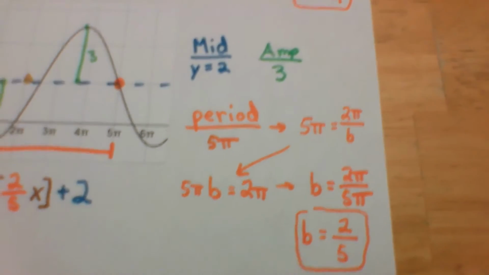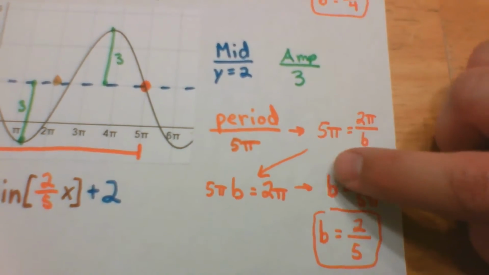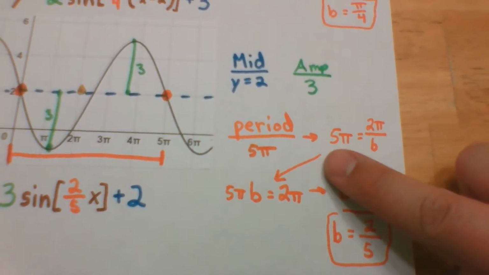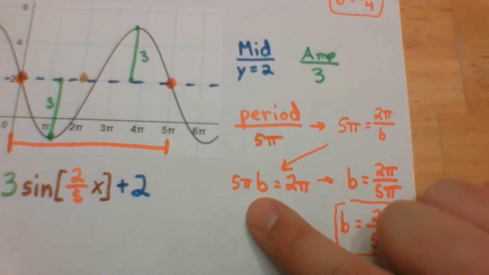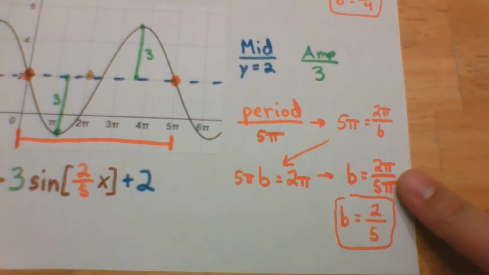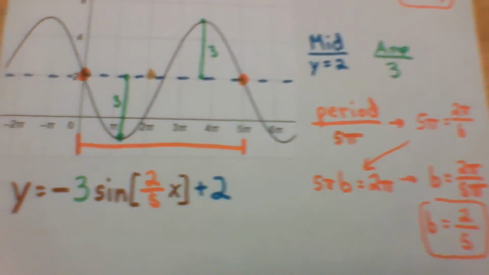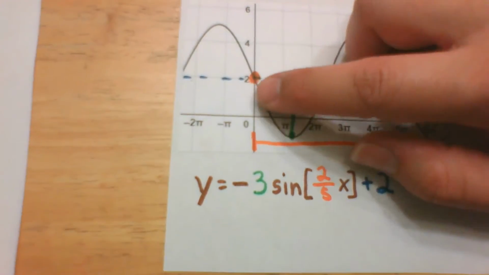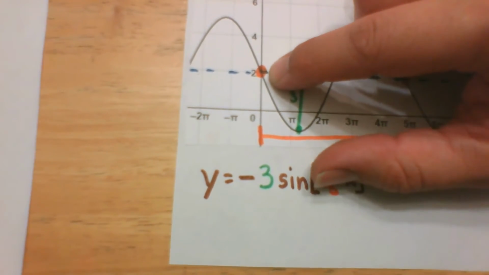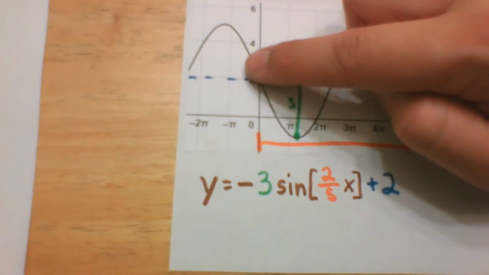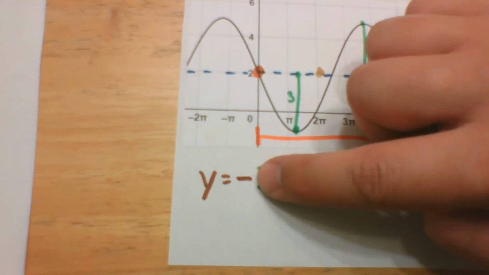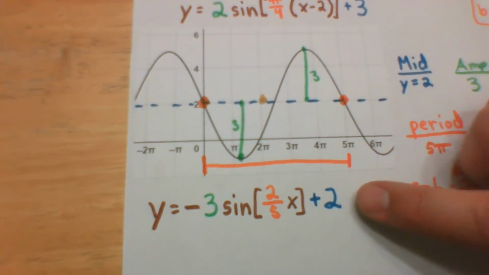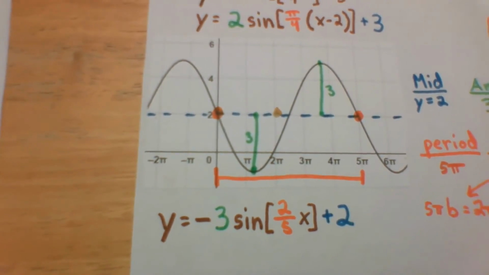We again have to do that quick equation. Period is equal to 2 pi over b. And then multiply b up to the other side. You get this, divide by 5 pi on both sides to get this, and the pi's cancel out, and the b value is 2/5. So here I did one equation here. Because this is my starting point here, it's in the middle, so we have sine. It's going down in the middle, so it's going to be a negative sine. Amplitude was 3, b value was 2/5, and the midline was 2.